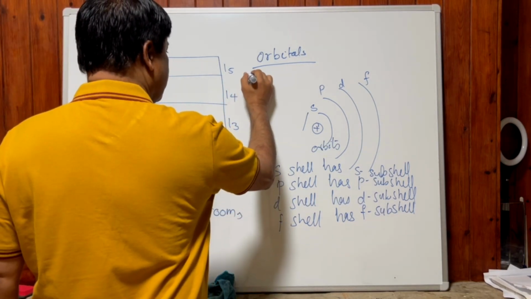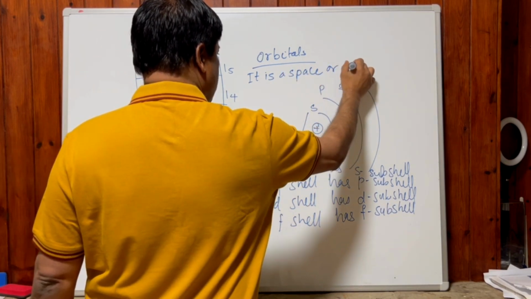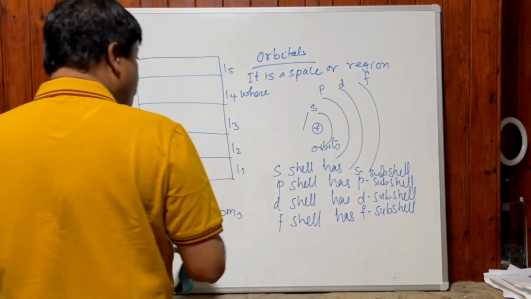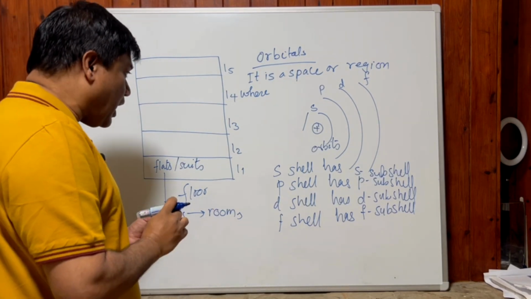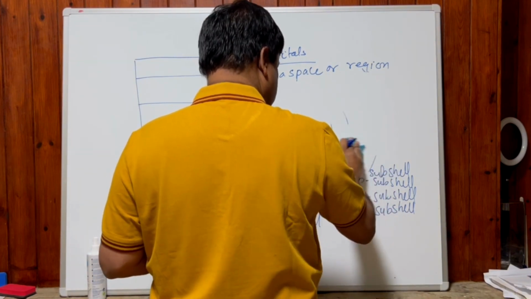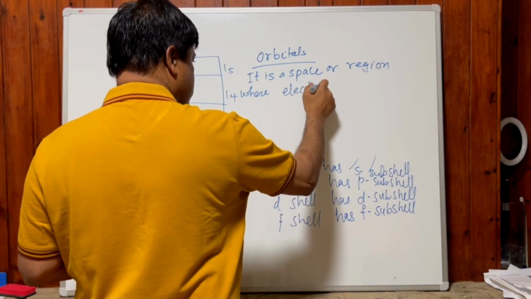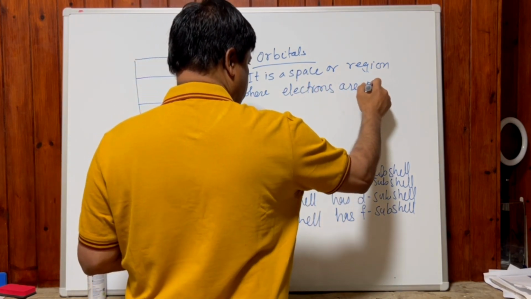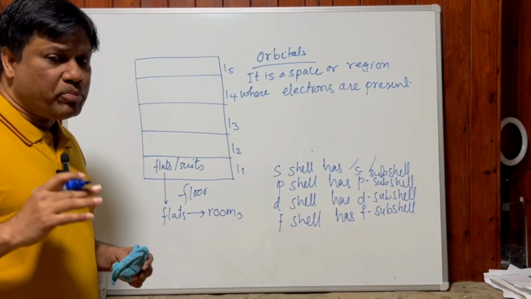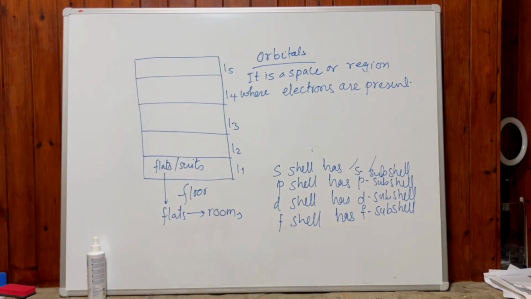It is a space or a region where there is a probability of finding electrons, where electrons are present. It's a region or space where there is a probability of electrons. What does it mean? Where electrons are present. It's just a 3D region.